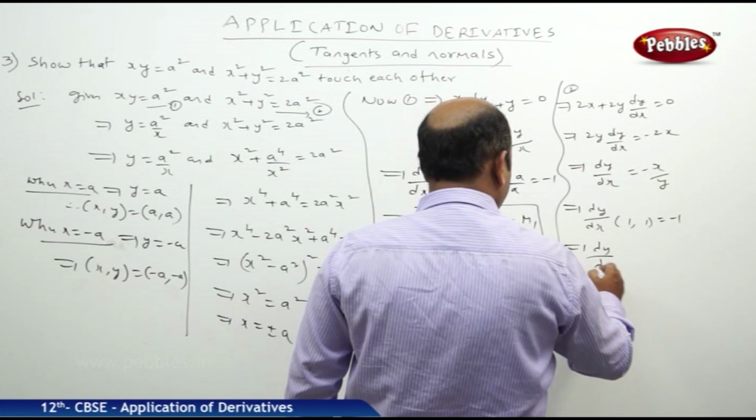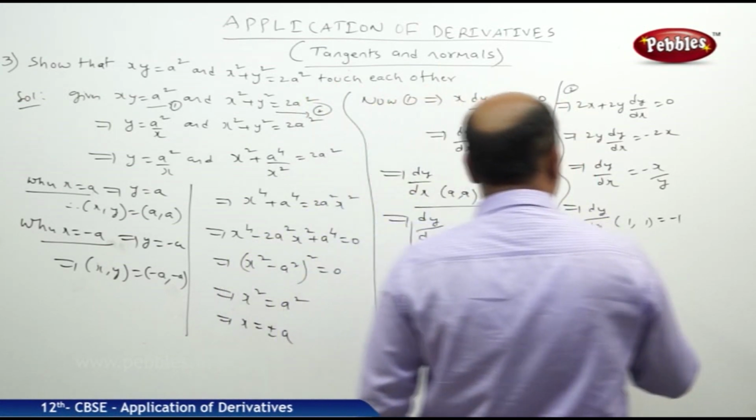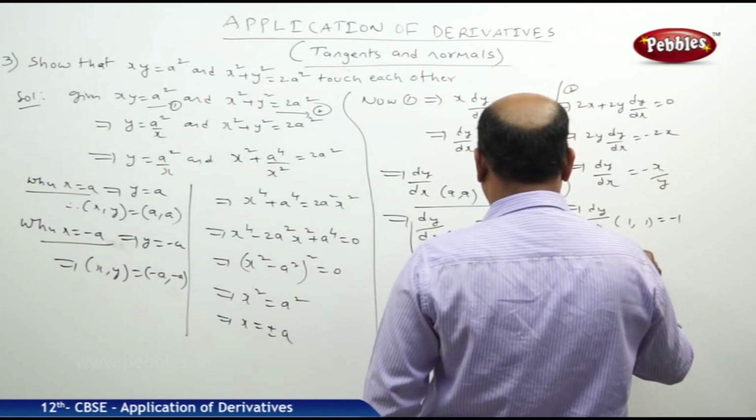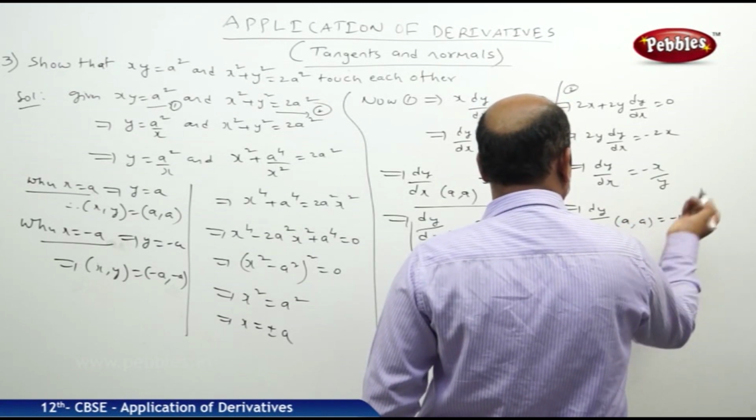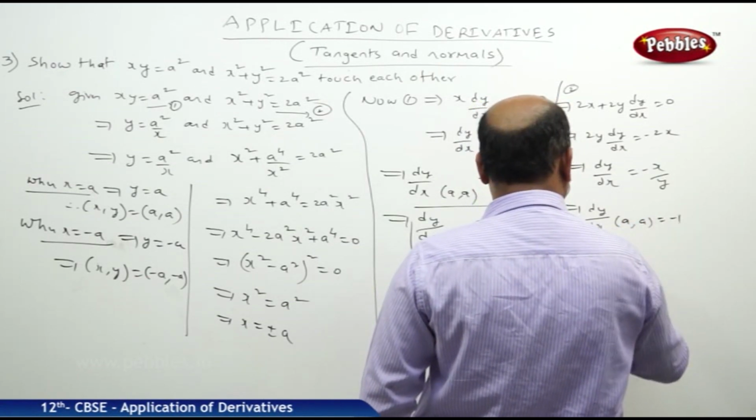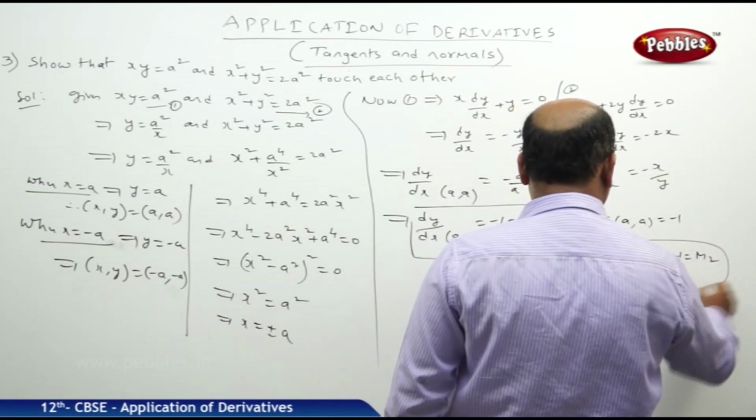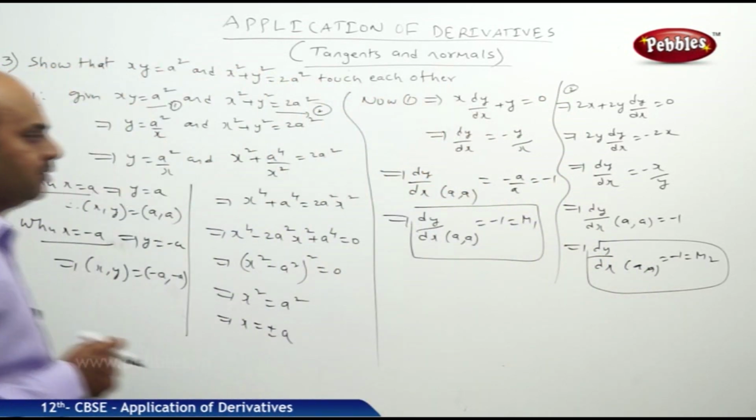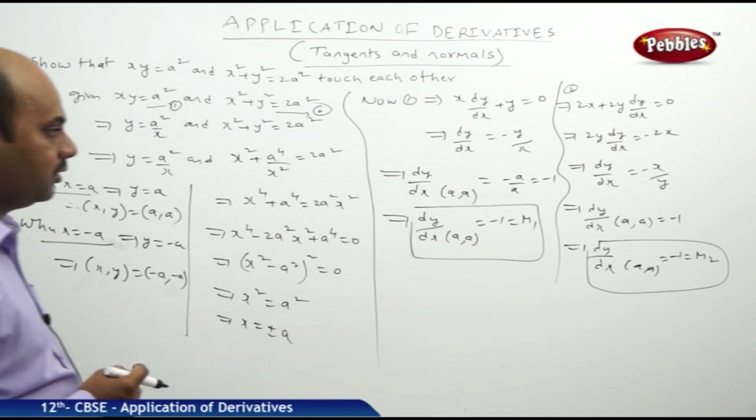That means dy by dx at the point (a, a), anyhow I will be getting minus 1 only. dy by dx at (a, a) is equal to minus 1, that is equal to m2. So if you observe carefully, clearly I can tell m1 minus m2 will be equal to 0. That means when I apply the formula tan theta is equal to (m1 minus m2) by (1 plus m1 m2), I am getting 0.